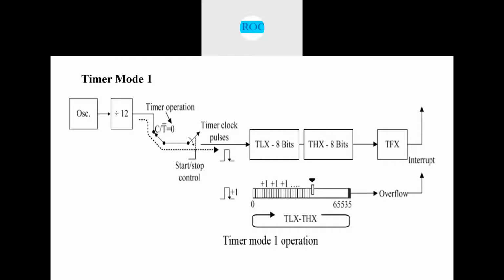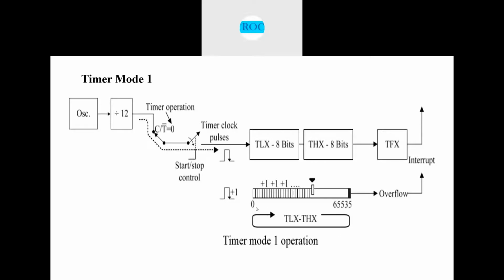And whenever the timer value reaches FFFFH in hexadecimal, what will happen? The timer will reset and it will set the overflow flag here. The overflow flag will be set, and if the interrupt is also enabled, it will raise an interrupt also there. Everyone understood? This is about the timer mode 1 operation.